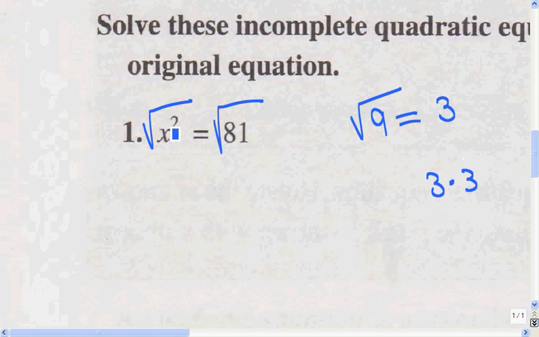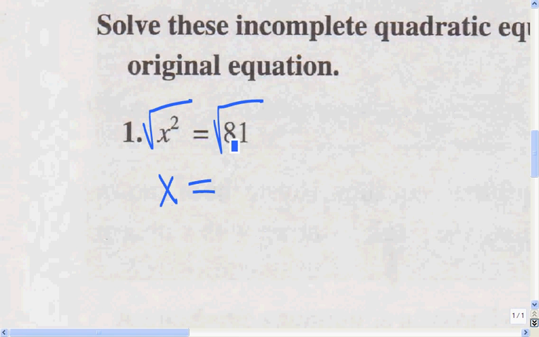Well, what's the square root of x squared? x. Why x? Because when I multiply x times itself, I get x squared. You follow? Just like I get 9 over here. When I multiply x times itself, I get x squared. So the square root of x squared is x. So we've got x equals the square root of 81.